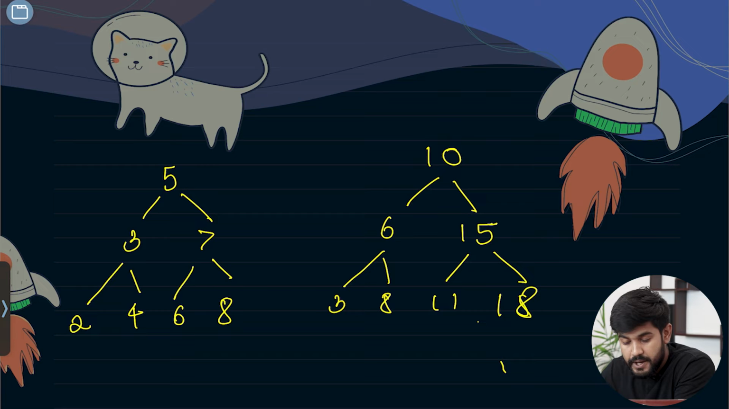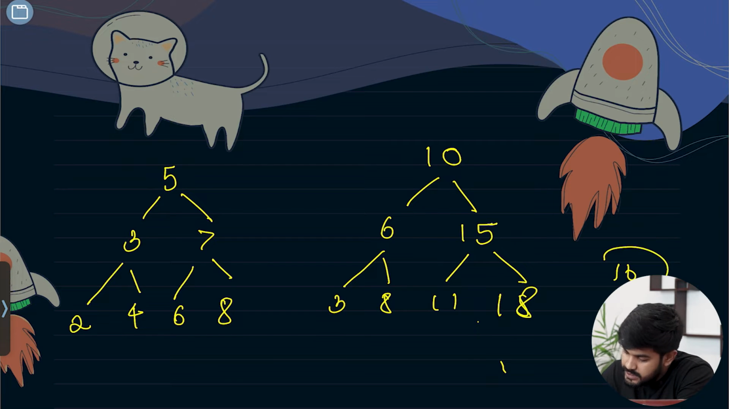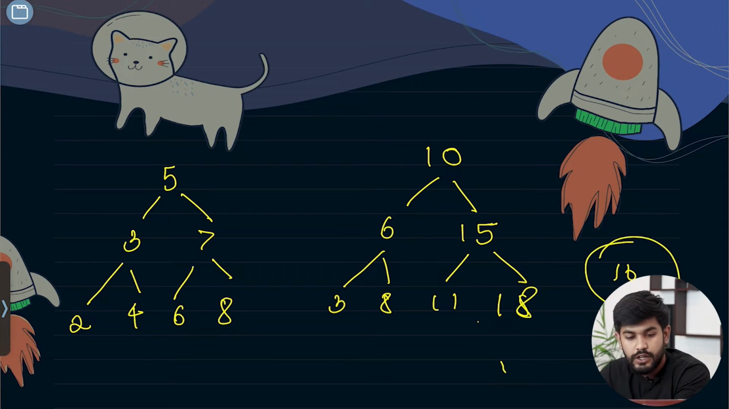And what is the given value? The given value is none other than 16. Just remember this value. So, how many pairs are there which sum up to the value 16?